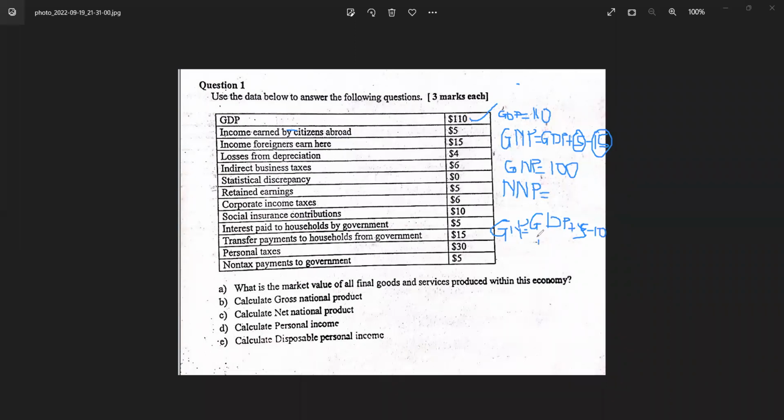So we're going to get 110 minus 5. Sorry, plus 5 minus 10. That's all. Very, very simple. So here is minus. Here is minus.